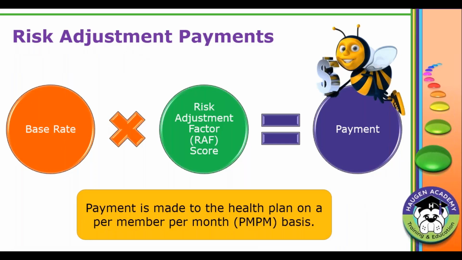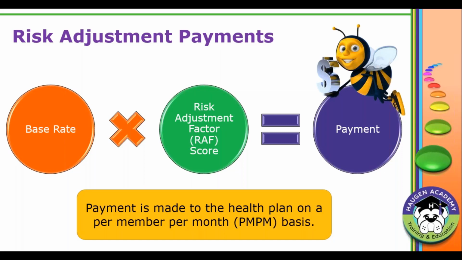All right, so this is Shay, and we're going to talk a little bit more about the formula now. So we have shown on the screen the risk adjustment patient payment formula. The way risk adjustment calculates that per member per month dollar amount is by using this formula. It's the base rate, which comes from CMS. You can view it online. It's by state, by county, and that is multiplied by the risk adjustment factor score.